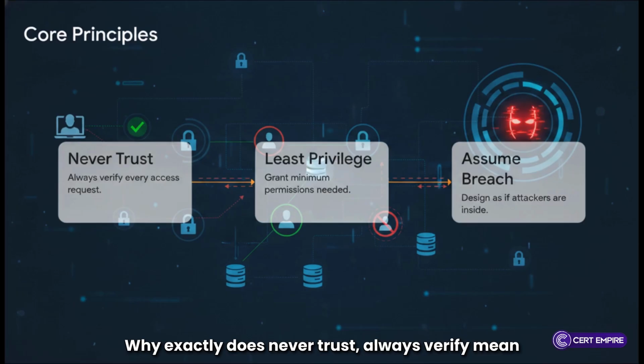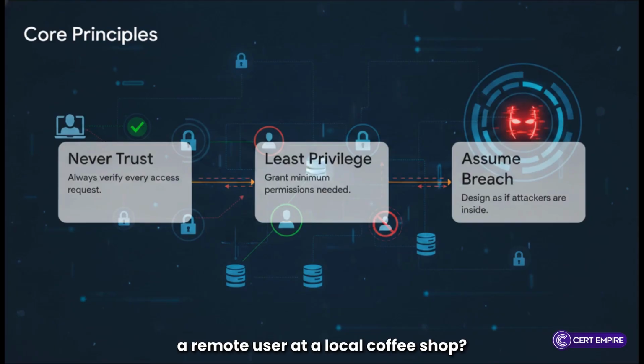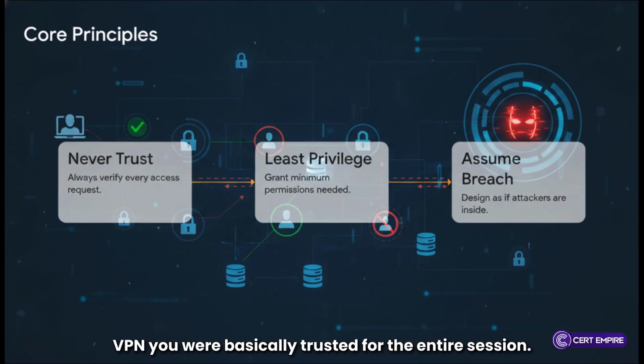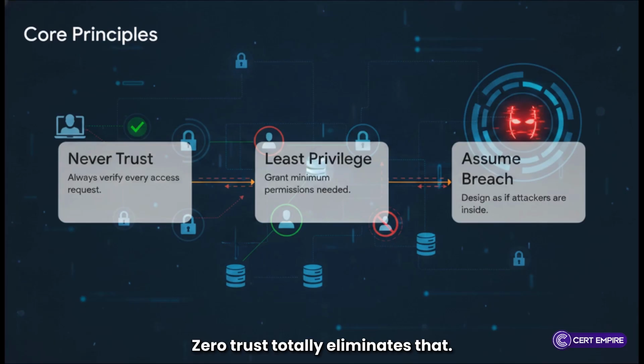Why exactly does never trust, always verify mean we have to treat a user sitting right in the corporate office exactly the same as a remote user at a local coffee shop? Because identity, not network location, is the new security boundary. Look, in the past, if you authenticated at the VPN, you were basically trusted for the entire session. Zero Trust totally eliminates that. Every single access request to every single resource is independently verified. Your physical location doesn't buy you a free pass anymore.